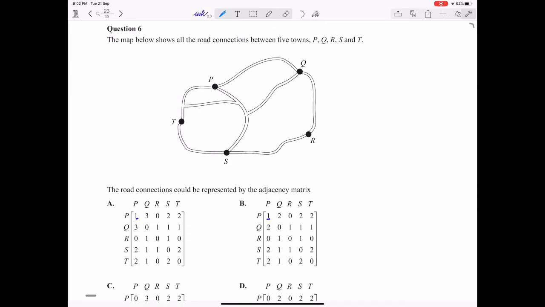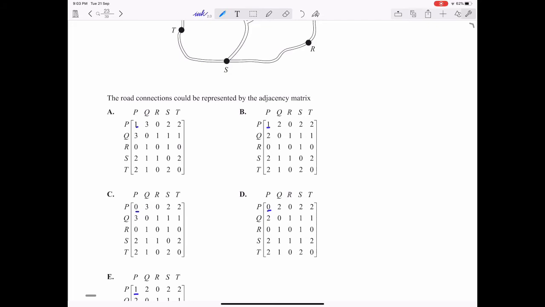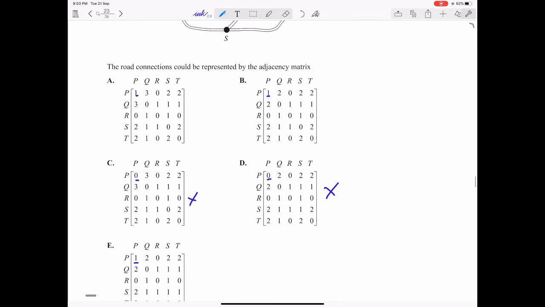So if we look at here, we're trying to get from P to P. So we can see that if you follow along this route, we can get from P to P. And there's only one loop at P. So therefore, 1 from P to P would be correct. So we can get rid of the matrices that show 0. And now we're left with A, B, or E.